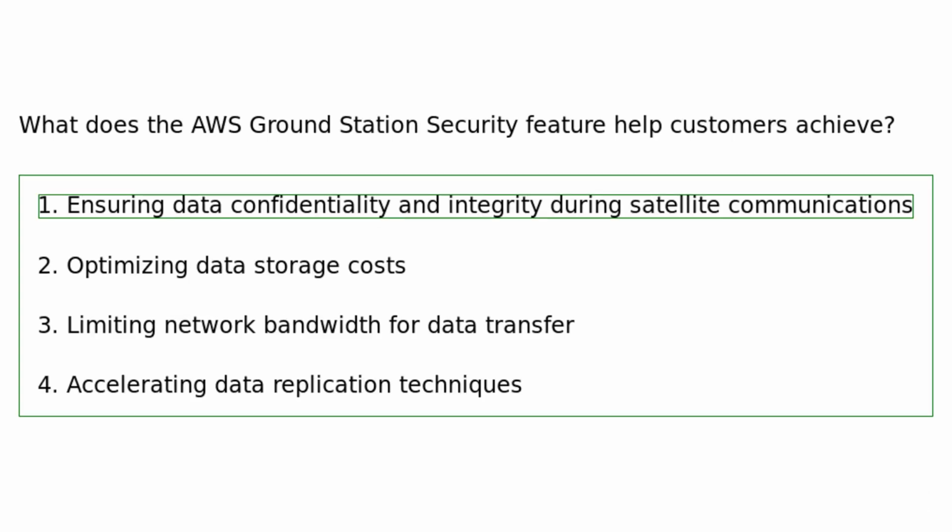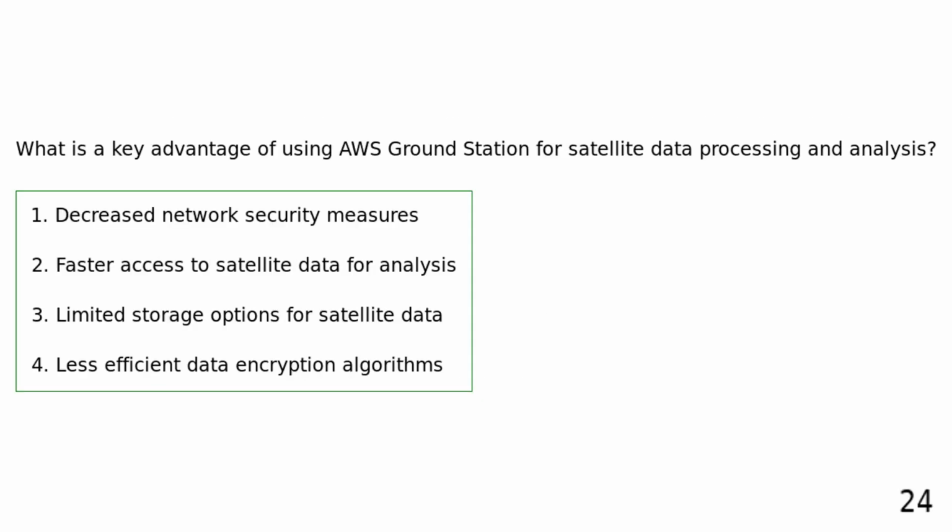The AWS Ground Station security feature helps customers achieve data confidentiality and integrity during satellite communications, ensuring that data transmitted between satellites and AWS services is secure and protected. What is a key advantage of using AWS Ground Station for satellite data processing and analysis?